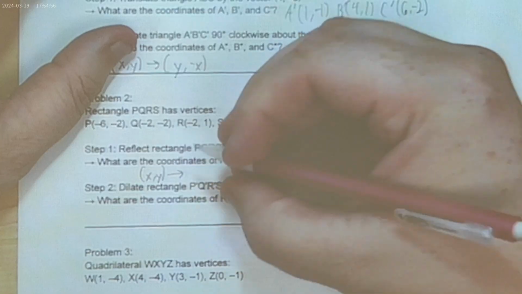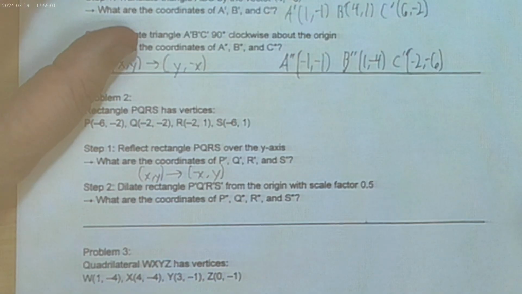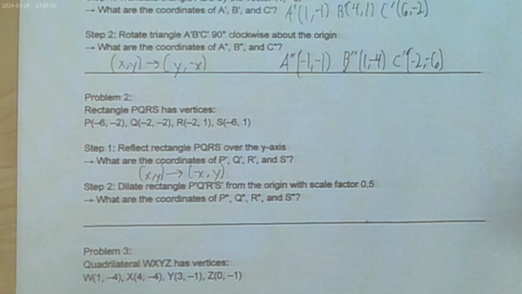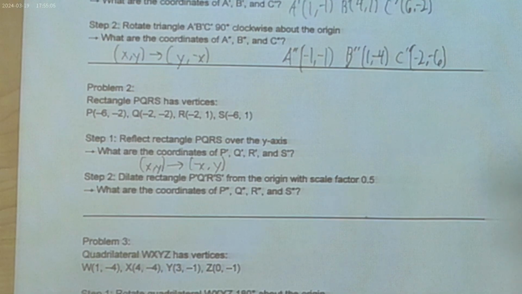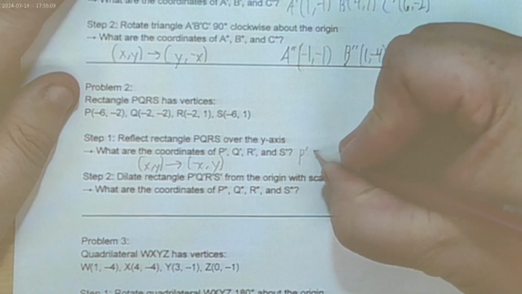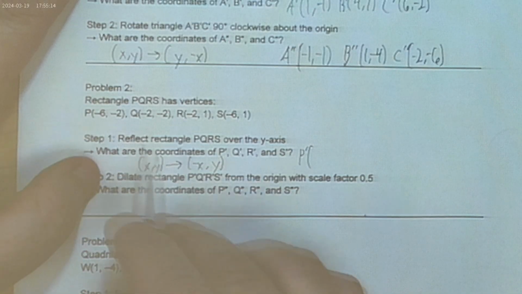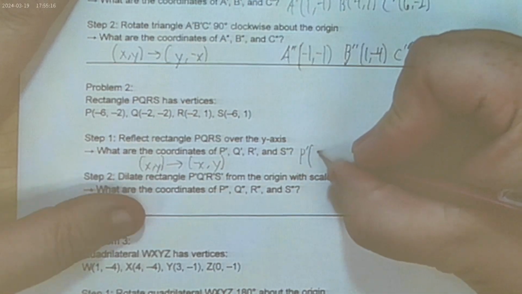The y is going to stay the same, but x is going to be negative. Or not so much x is going to be negative, but you're going to switch the sign of whatever x is. So let's start out with P prime. Y is going to stay the same, but x is going to be negative, so that becomes 6, negative 2.